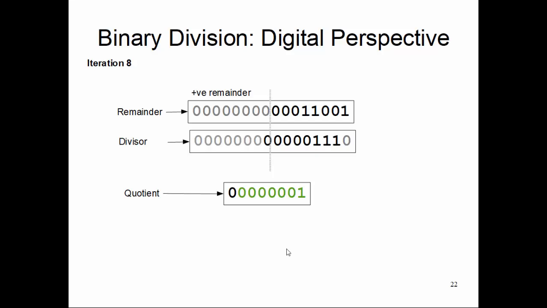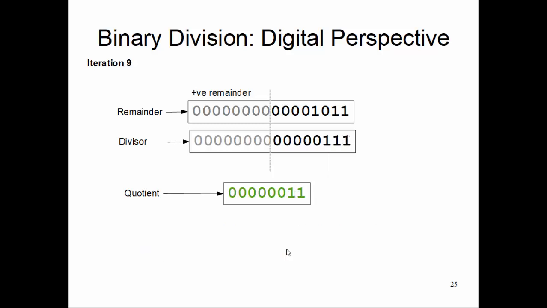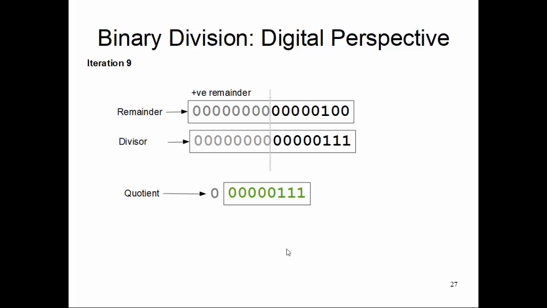So in iteration 8, we do the same thing. This is still a positive remainder, so we insert a 1, shift, then subtract, still a positive remainder, shift 1, and at this point we are done. Now see, for the iteration count, we need one more than the number of bits in this process. This is important. So for 32-bit division, you need 33 iterations.